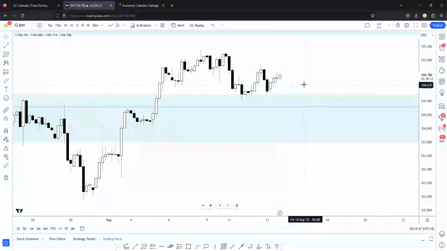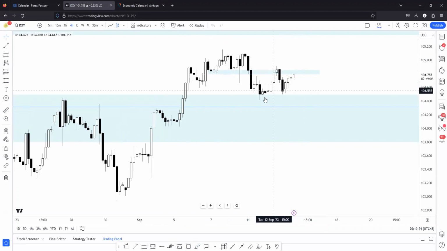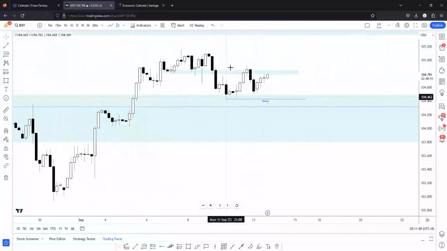So this is currently where we are right now. We have a resistance region that prices are testing. This area over here. So we could see a deeper push down to test the support zone that we have. This low that we have on the 4 hours. So I'll label this as the H4 low. Right, so this is the region and this is currently where we are right now.